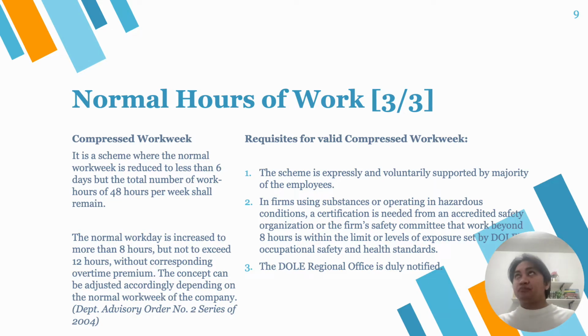Now, when you implement a compressed work week, the goal is to still have the 40 or 48 hours per week, but you're reducing the number of days that the workers will have to report to the place of business or to the office. So if it's 40 hours per week and you wanted to reduce it to, say, Mondays to Thursdays instead of until Friday, so you have 4 days a week, it's 40 divided by 4 days. It would mean what?